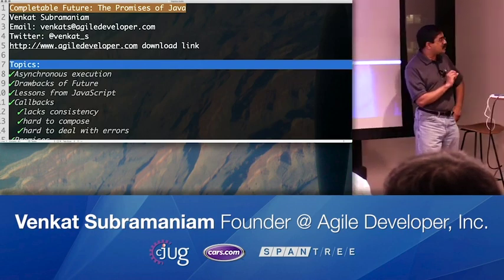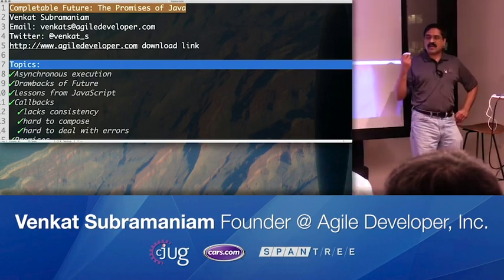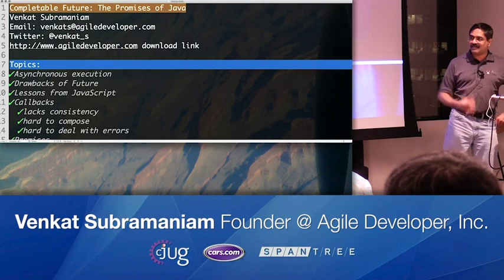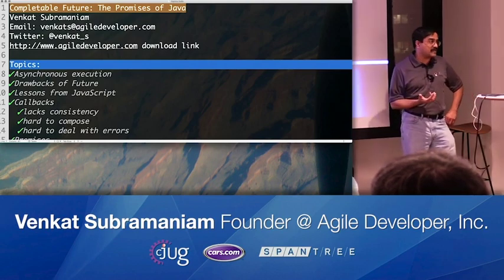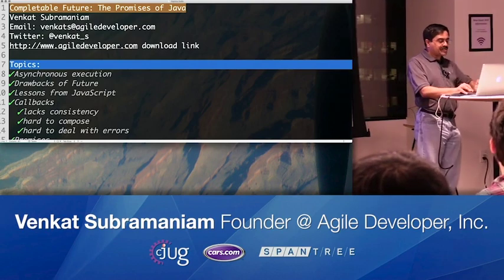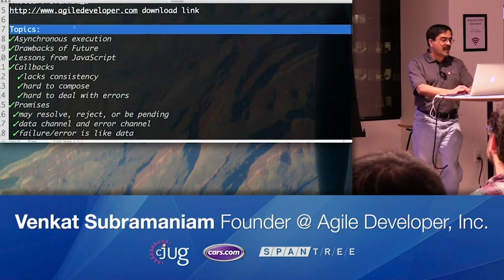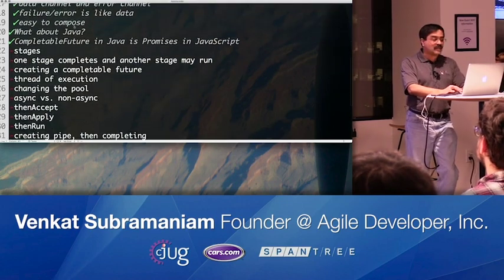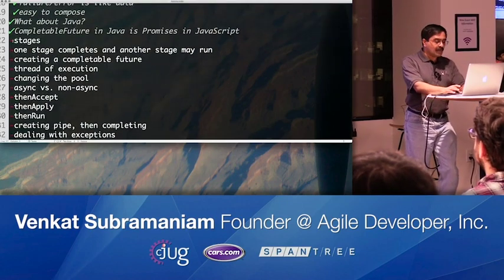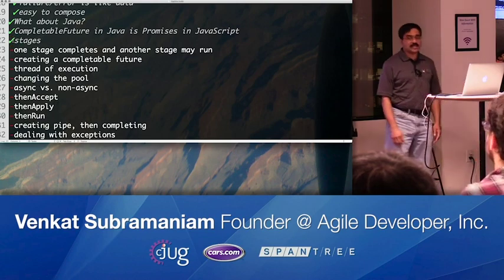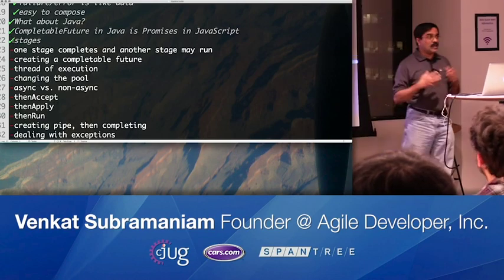We know that JavaScript is dynamically typed, whereas Java is statically typed. So you have to work within the confines of the type system, and that poses certain problems and constraints we have to deal with, and that's what I'm going to spend the time on moving forward. So completable futures or promises really are dealing with stages.